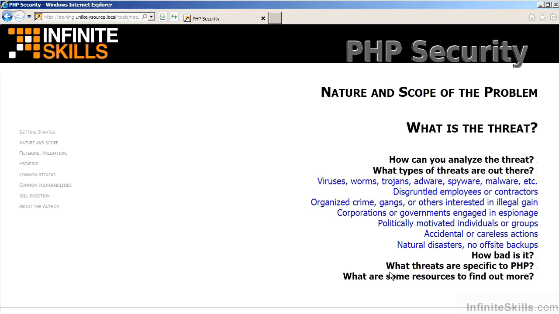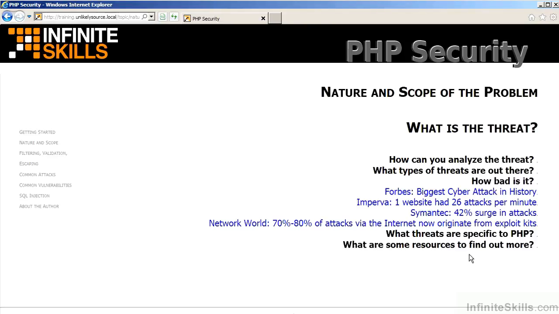The threat could involve politically motivated individuals or groups where there are ideological considerations. The threat could also be purely accidental or careless in nature. And finally, there could be disasters where the main problem is where there are no off-site backups. How bad is it? From Forbes, biggest cyber attack in history. From Imperva, one website had 26 attacks per minute. From Symantec, 42% surge in attacks. From Network World, 70 to 80% of the attacks now originate from exploit kits.